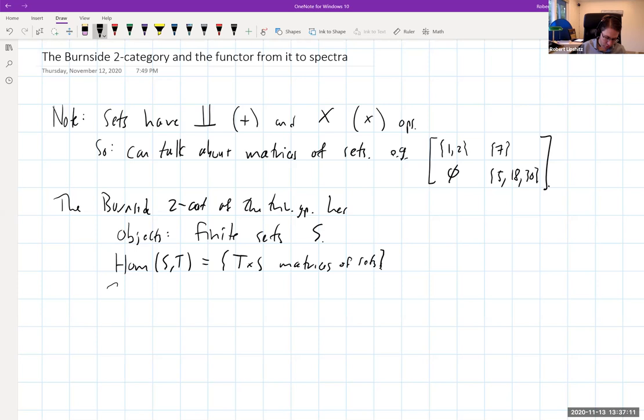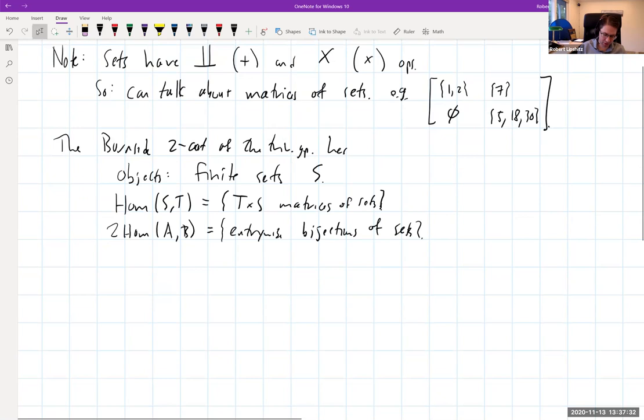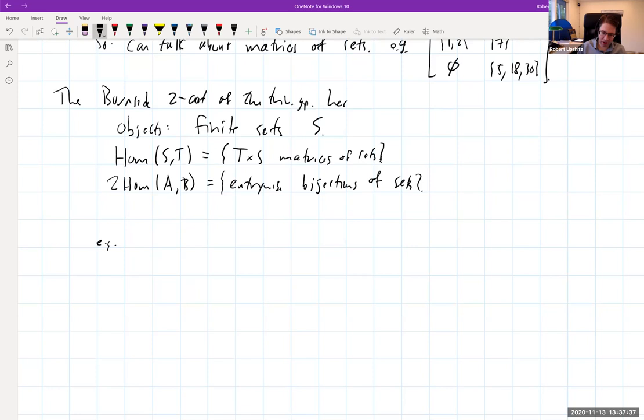Two-hom from one matrix A to another matrix B is the set of entry-preserving bijections, entrywise bijections of sets. So I better do something of an example. For example, if S is the set 1, 2, 3, and T is the set 4, 5, and U is the set 6, 7.